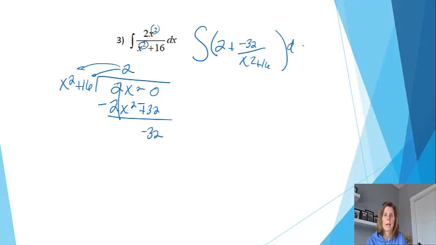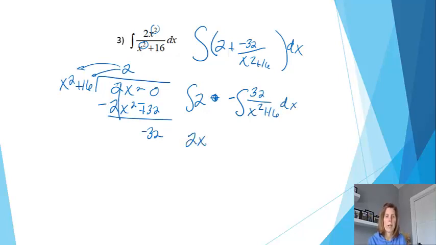Okay, and then I'm going to go ahead and separate them into 2 parts. So I'll have the integral of 2 plus, actually I'm just going to put that minus right up front, minus the integral of 32 over x squared plus 16. Okay, now from here, the antiderivative of 2 is just 2x, and then I need to notice right here that this is actually set up as an arctan problem. So we are going to actually be using arctan for this one.